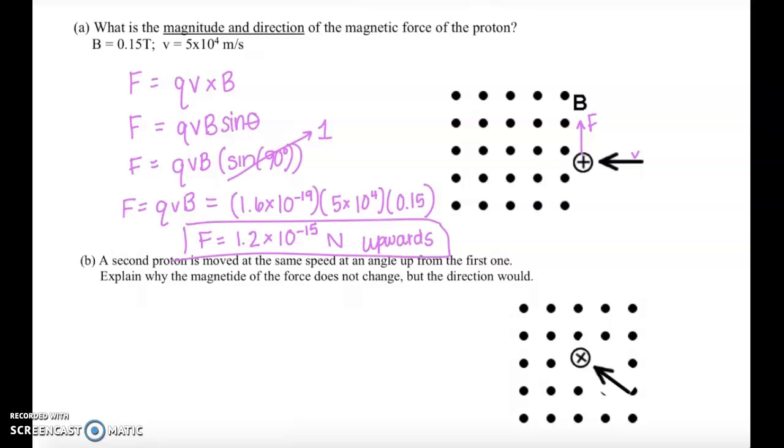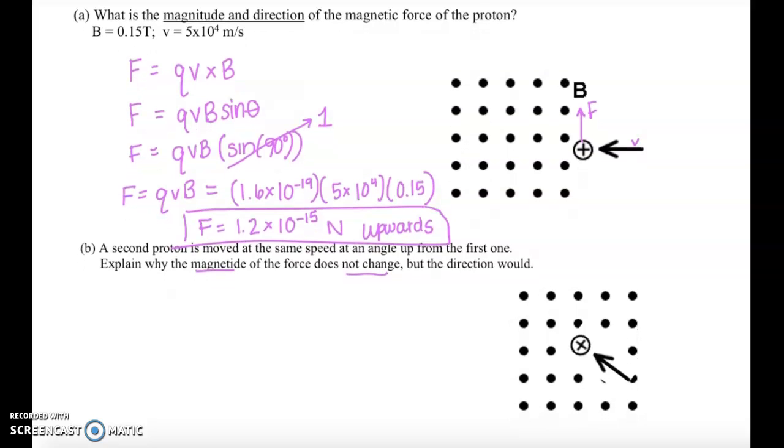Part B says that a second proton is moving at the same speed at an angle from the first one. Explain why the magnitude, spelled wrong, of the force does not change, but the direction would. Let's take a look at the magnitude first. We would start with F equals QV cross B, or QVB sine theta. Remember that theta is the angle between the velocity and the magnetic field. So let's check. Velocity is up and to the left, magnetic field is out of the page. Well, that theta is still just 90 degrees.